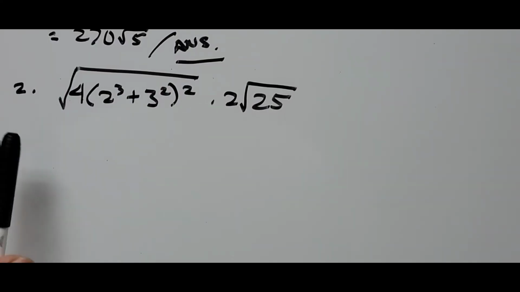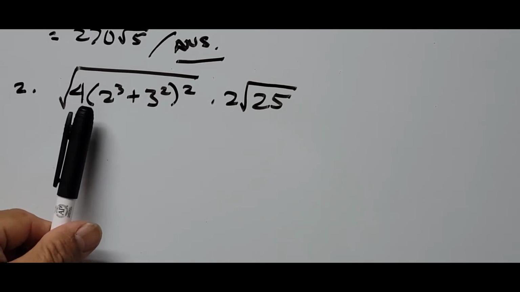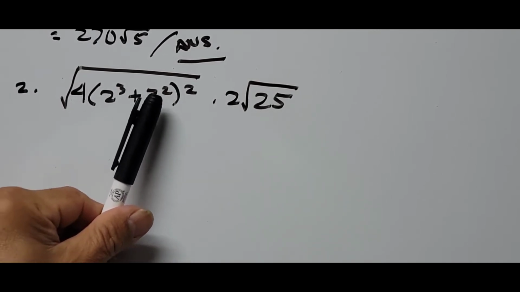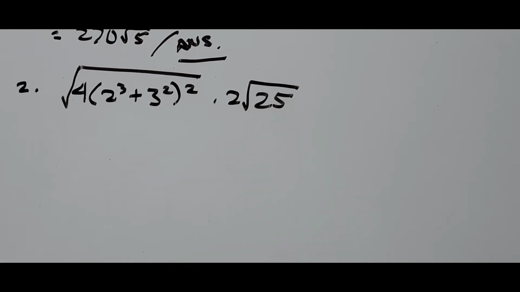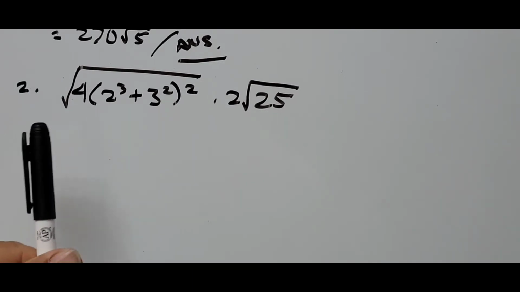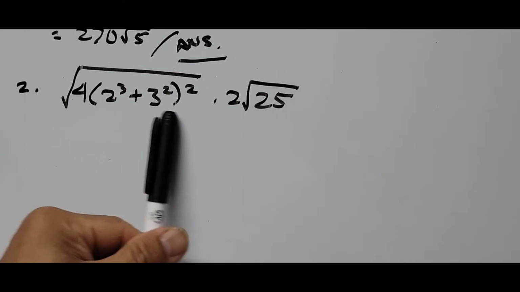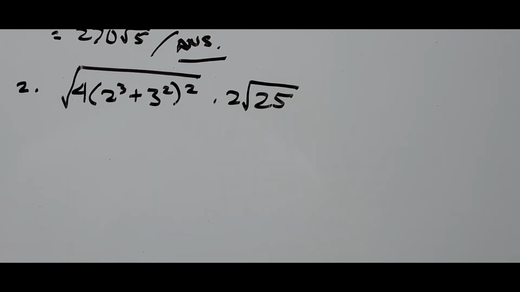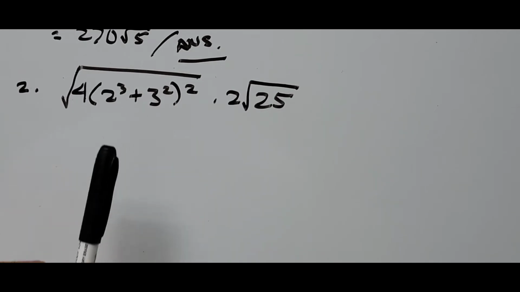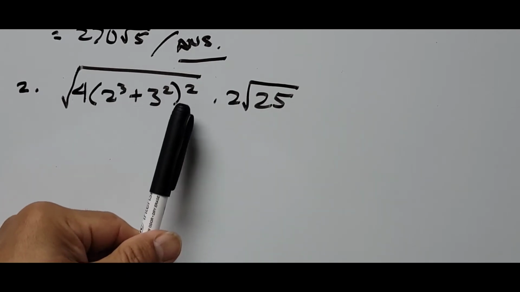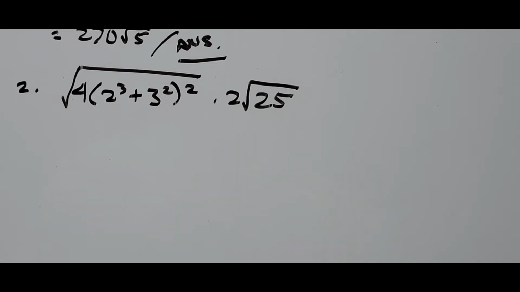So we have number 2 problem: the square root of 4 times the quantity 2 cubed plus 3 squared, raised to the second power, times 2 times the square root of 25. In here, whenever we encounter this kind of radical where the radicand has parentheses, all we have to do is simplify those numerical values inside the parentheses first, and the exponent will be next. It's like simplifying integers by doing PEMDAS.